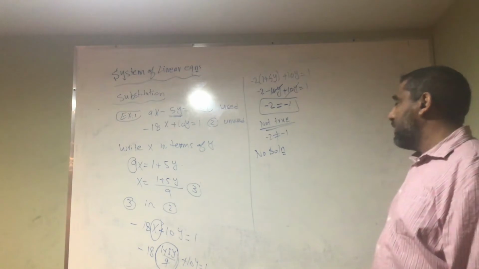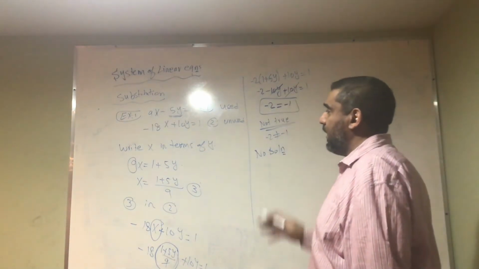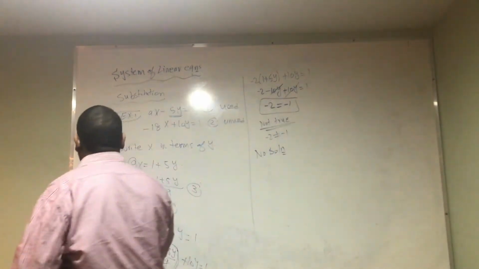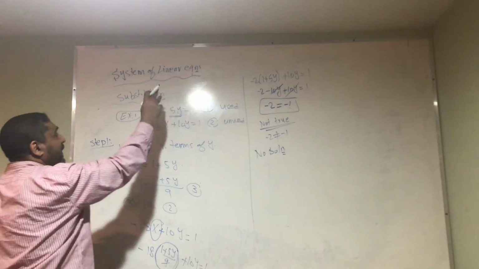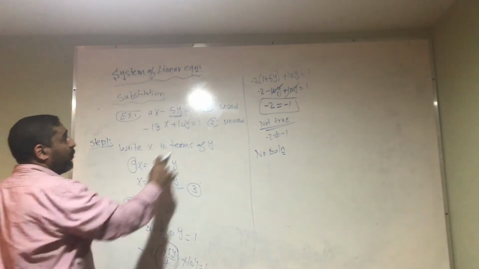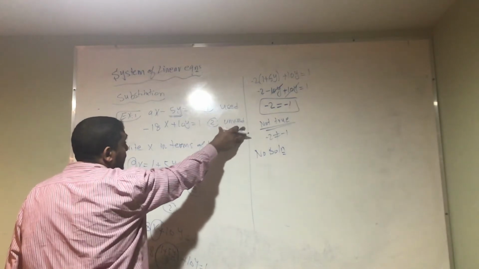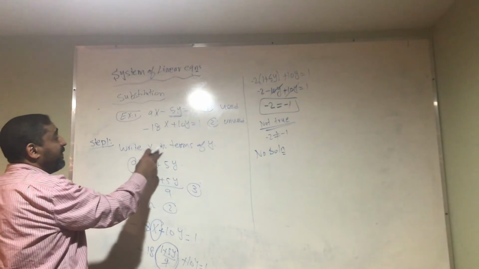Okay, guys? No solution. So now, what is the idea? There are two steps here. Step number 1, as you can see, I wrote: you can pick either equation 1 or 2, one of them. You just pick one of the equations, we call it used, and the other one is called unused, which I'm not using. So from equation number 1, I wrote x in terms of y.